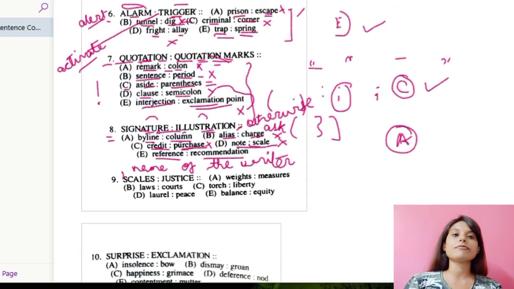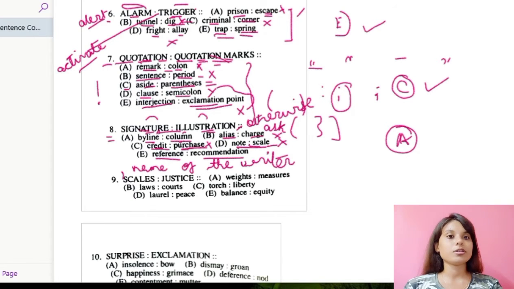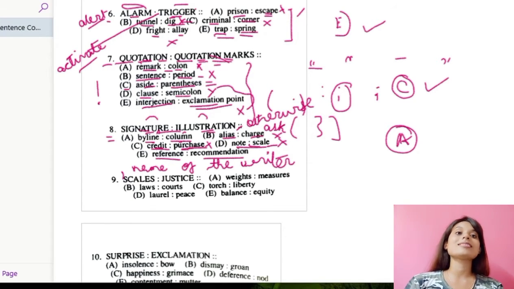Suppose you are referring your friend, that is reference. And what is recommendation? You are suggesting, that is suggestion. Recommendation is suggestion. Okay, so we can see that basically the first option will definitely go, because they are talking about signature or illustration. So illustration and signature is almost the same. So signature and illustration, byline and column will definitely go.